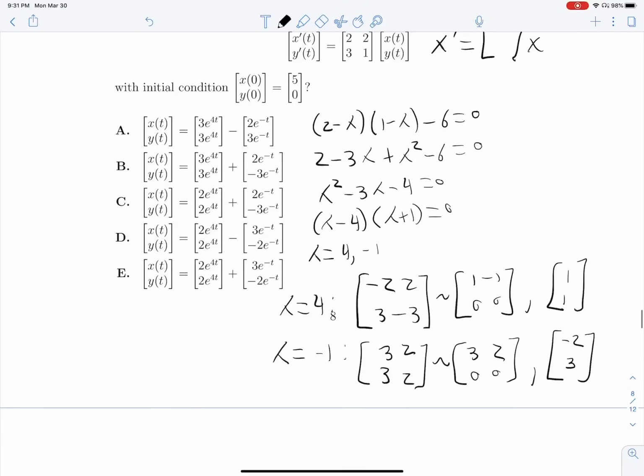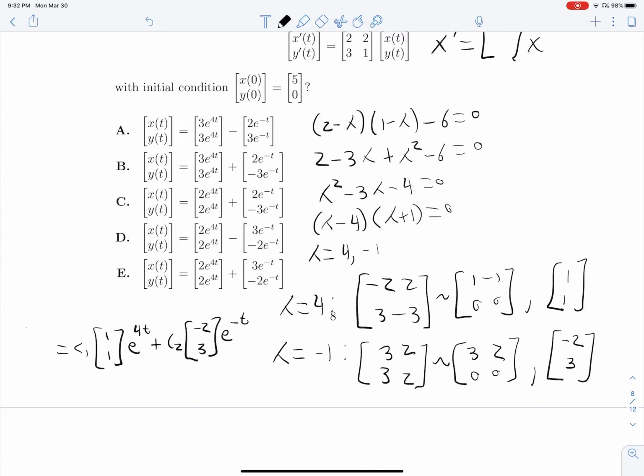We can set up our solution as x of t is equal to c1 multiplied by the eigenvector corresponding to lambda equals 4 first, so 1, 1, e to the 4t, where we're using e to the lambda t, putting the eigenvalue in the exponent, plus c2 times negative 2, 3, e to the negative t. But we have an initial value here, where I'm using x of t to represent x1 and x2.